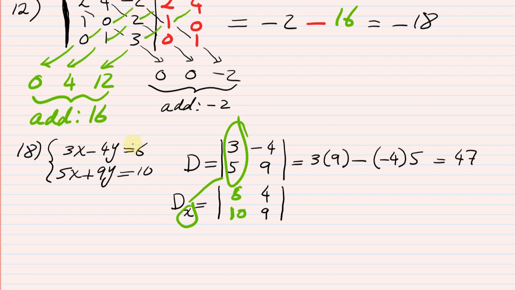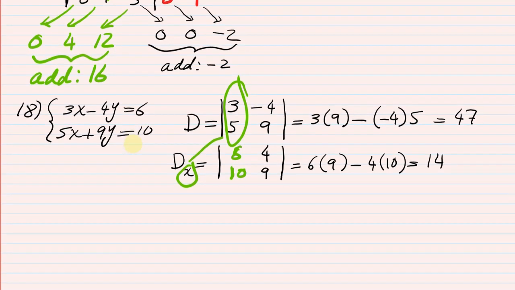Now once we're done, then we calculate the determinant again. 6 times 9 minus negative 4 by 10. And that's 54 plus 40, that's 94. Okay, and that's Dx. And then he proposed to do Dy.